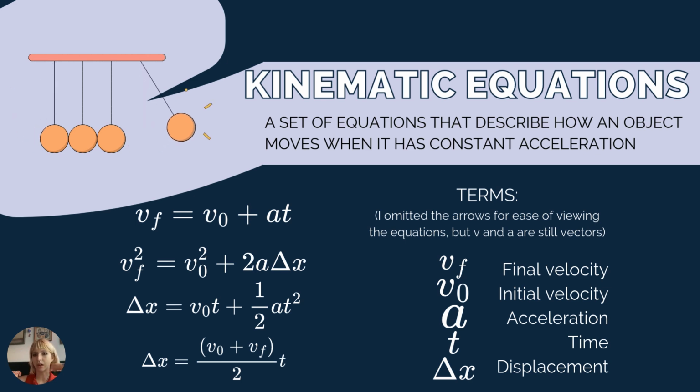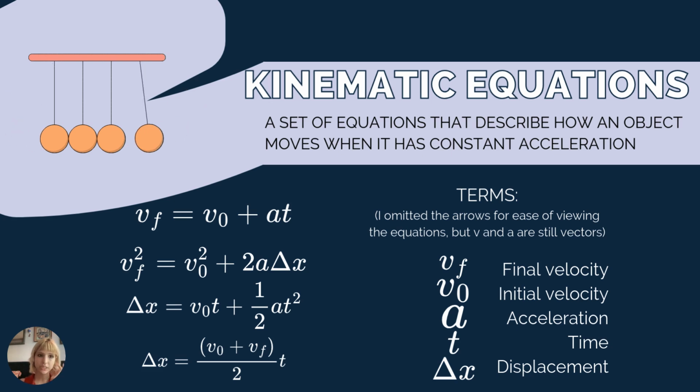I have our little key for our terms over on the right, and that's vf is final velocity, v naught is initial velocity, a is acceleration, t is time, and delta x is our displacement. Remember that velocity and acceleration are still going to be vectors, so they technically have the arrows on them, but when I put it in the presentation, it looked confusing and they were all overlapping and hard to read. So I am not going to use the arrows on top, but please know that velocity and acceleration are vectors.